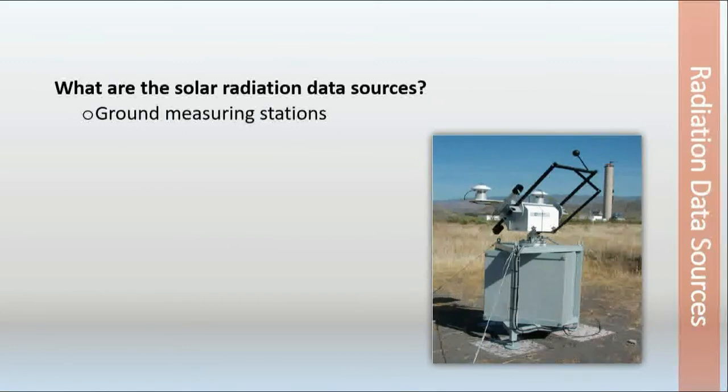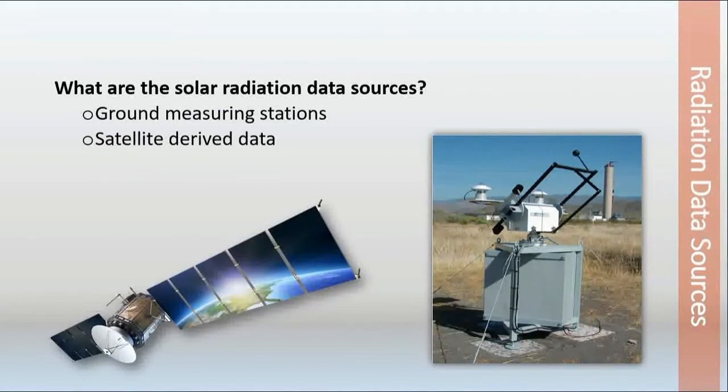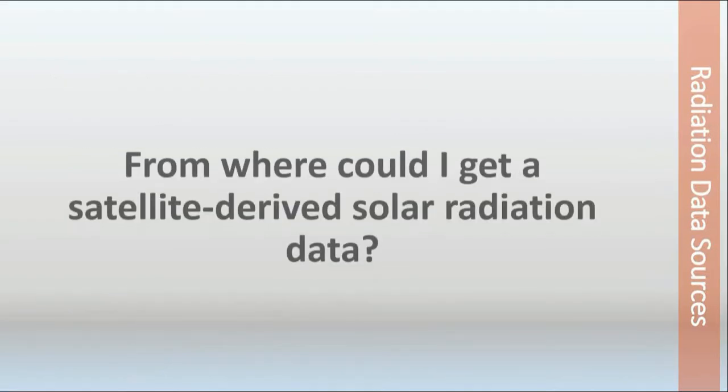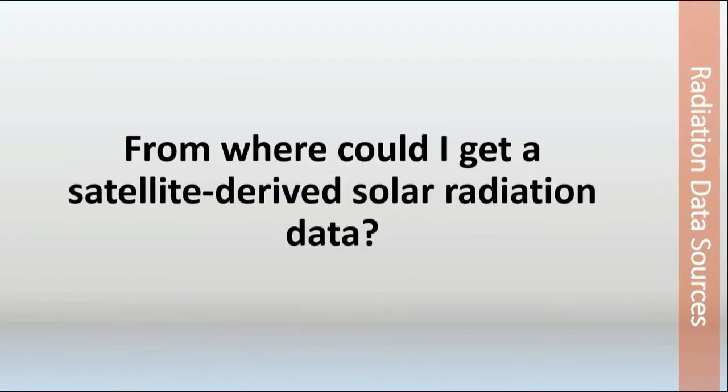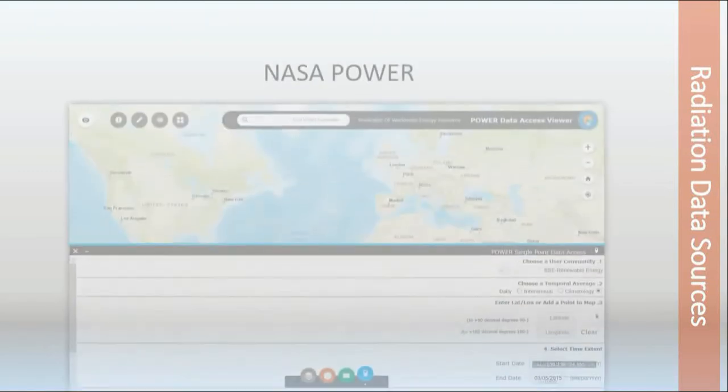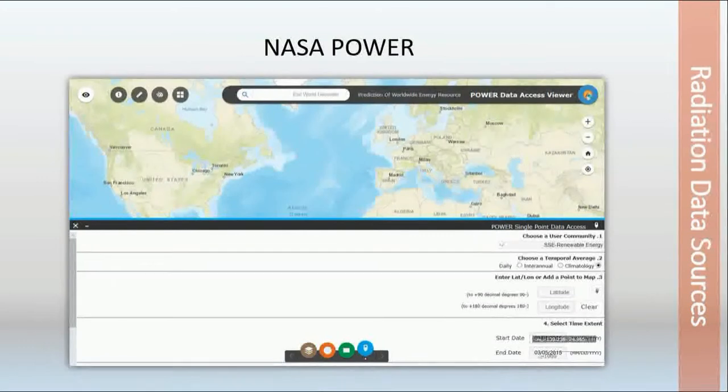So when it comes to radiation data sources, we have many sources for radiation data. One of them is the ground measuring station, the second is satellite derived data, and the third one is the reanalysis models. From where could I get satellite derived solar radiation? We have many websites and many organizations that provide solar radiation data, and here an example is NASA Power, where you could freely get data for any location on Earth and get the radiation components.